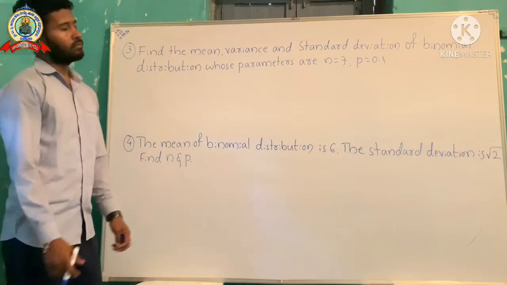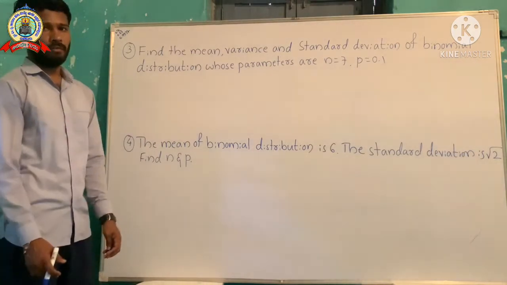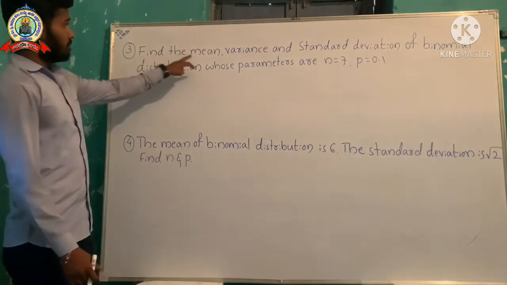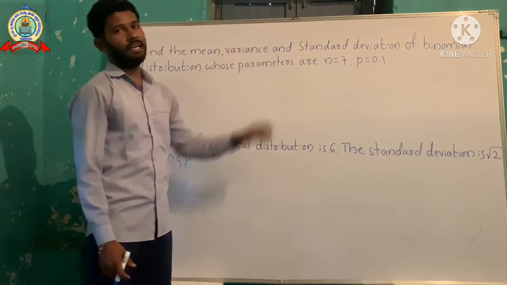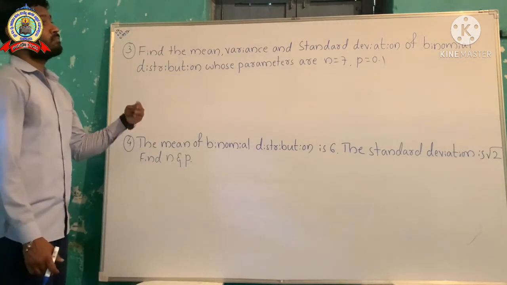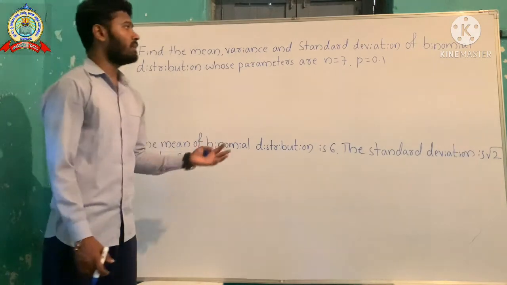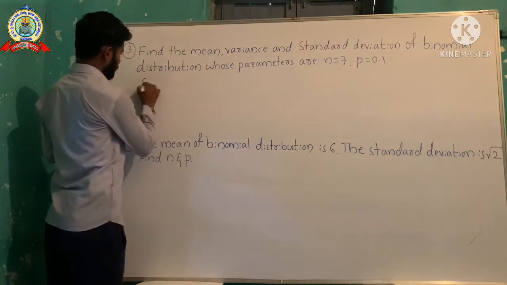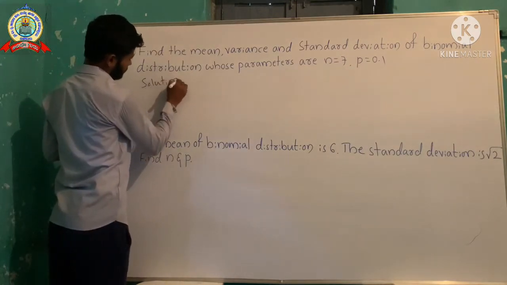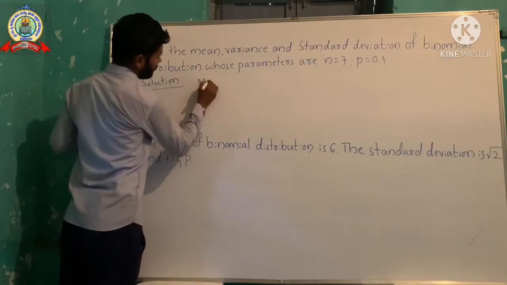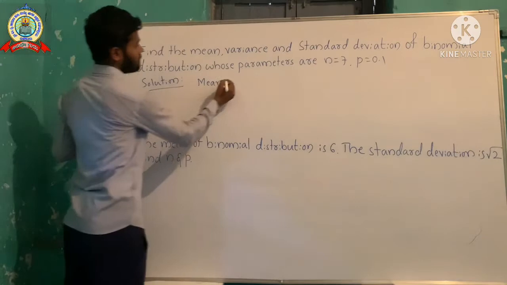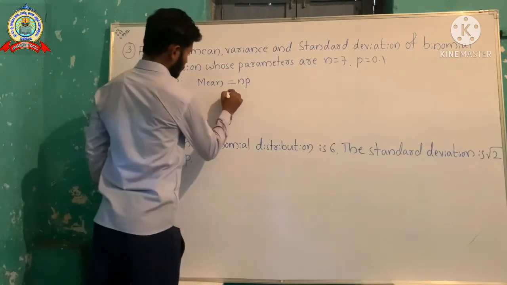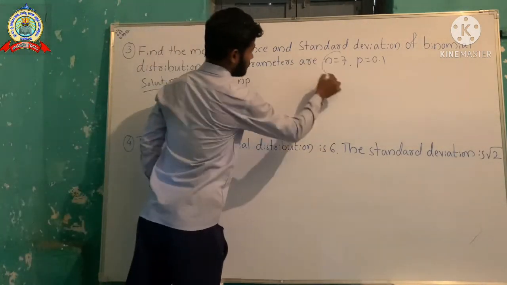Let me solve the third problem of a binomial distribution. In this problem, find the mean, variance and standard deviation of a binomial distribution whose parameters are n is equal to 7 and p is equal to 0.1. So the mean is equal to, solution: the mean of a binomial distribution is equal to np. Okay. So n value is given in this problem.